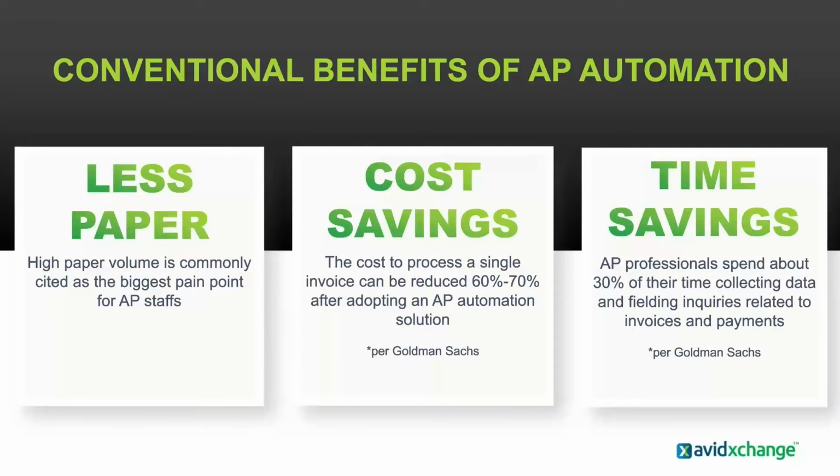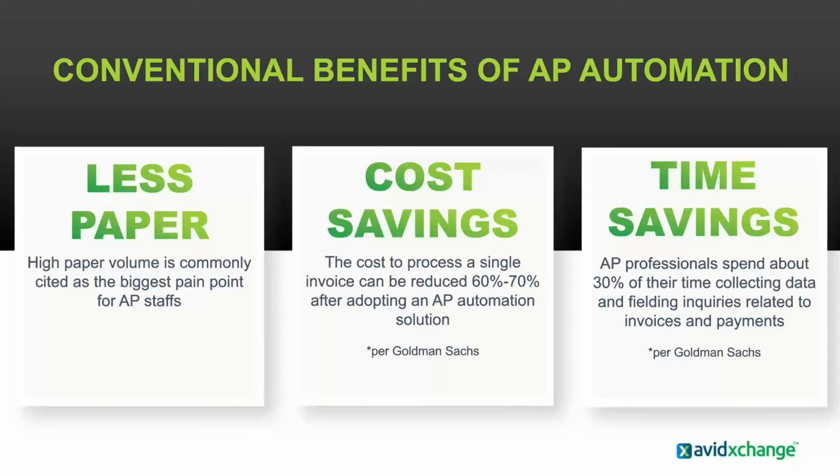So, conventional benefits of AP automation. Of course, I think we always think about less paper. High paper volume is commonly cited as the biggest pain point. And again, with paper, things get lost. Has anyone seen that invoice? I'm pretty sure I took it down and put it on Tim's desk. I didn't get it back, I don't think, et cetera.